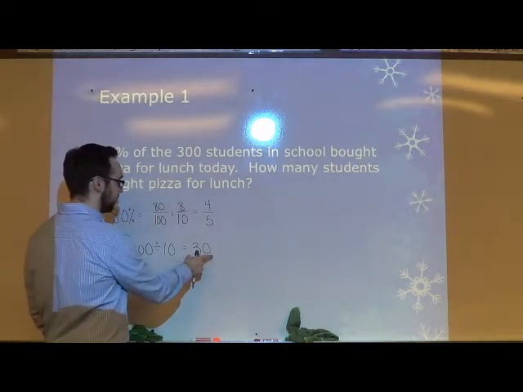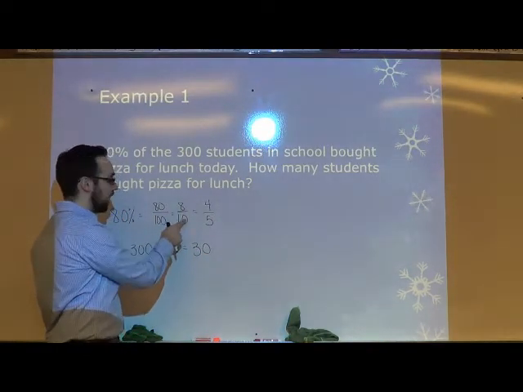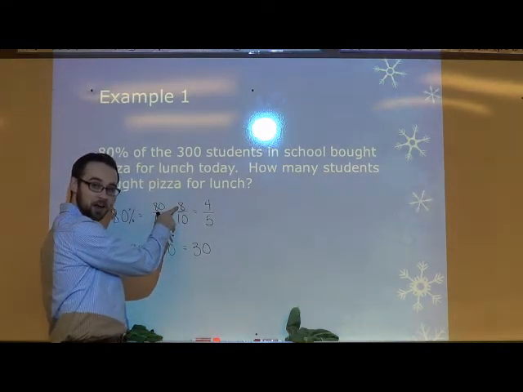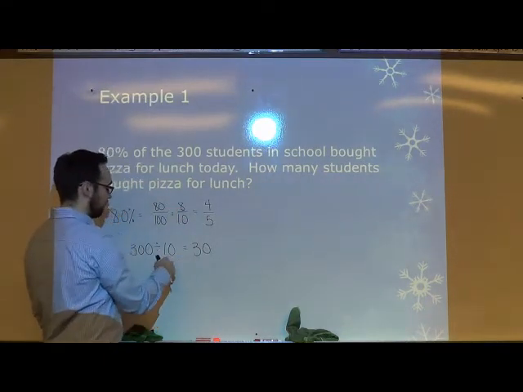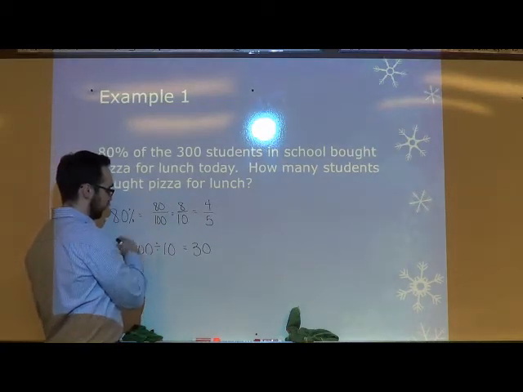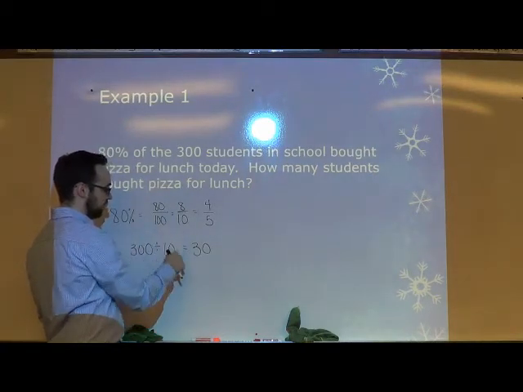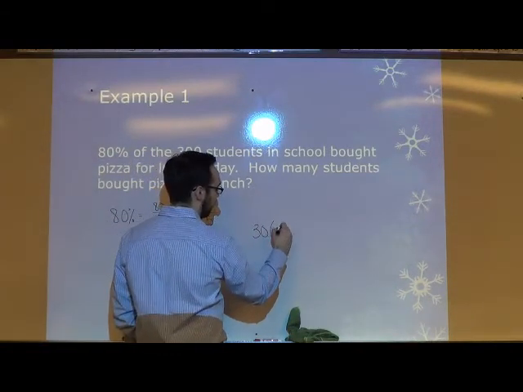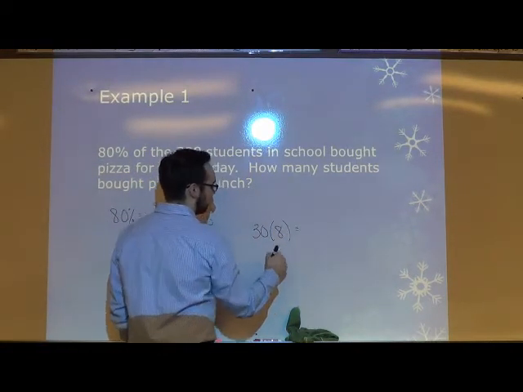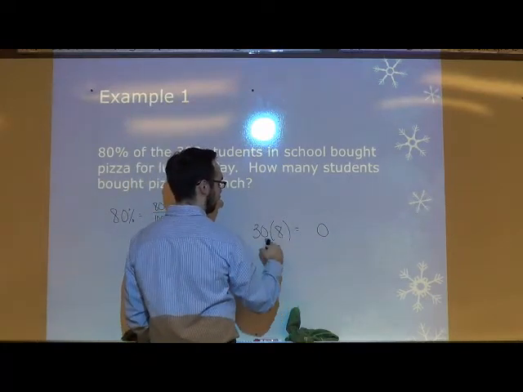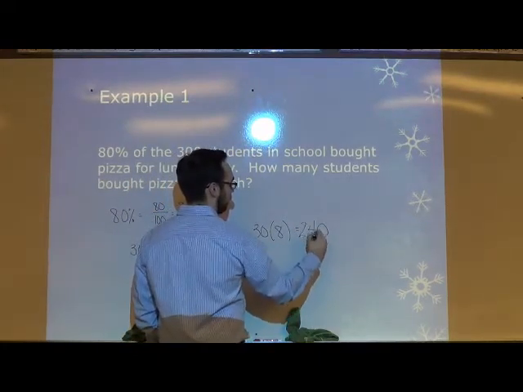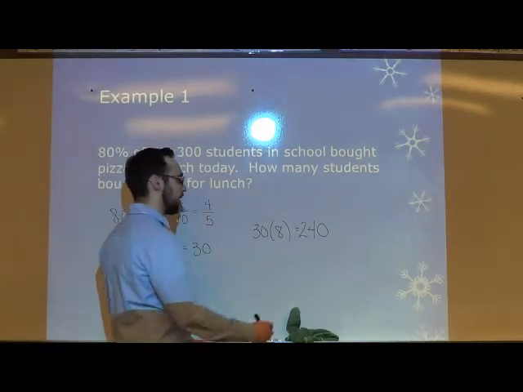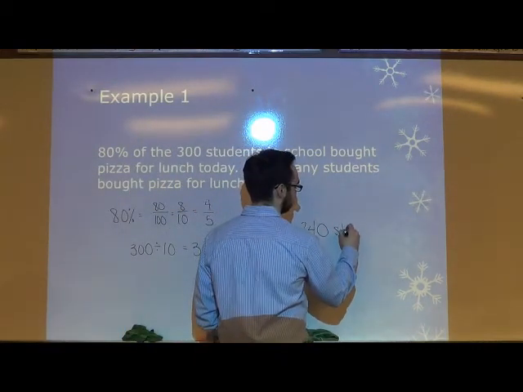Well, how many 10% do I have? I have 8 of them. I divided by the bottom number, and now I'm going to multiply by the top number. So we have 300 divided by 10. I took the total, divided by the denominator, and got 30. Now I'm going to take 30 and multiply it by 8. 8 times 0 is 0, 8 times 3 is 24. So 240 students bought pizza for lunch today.